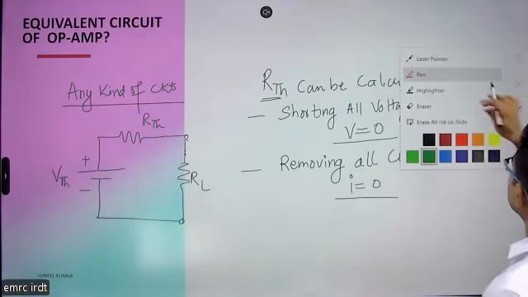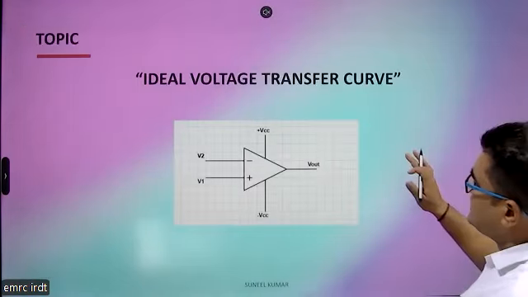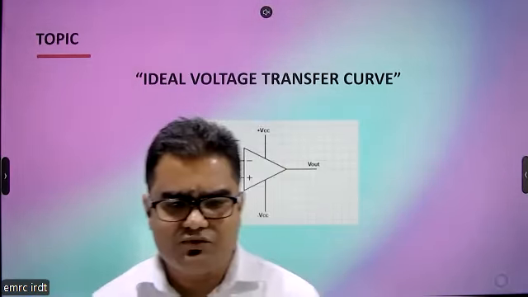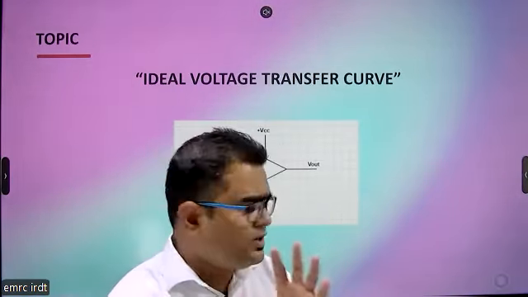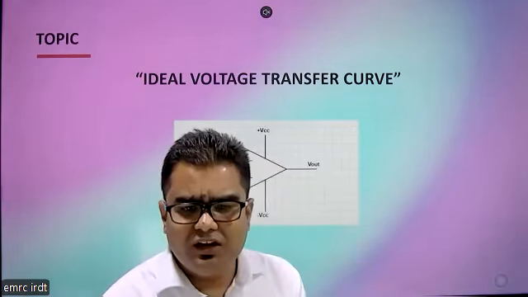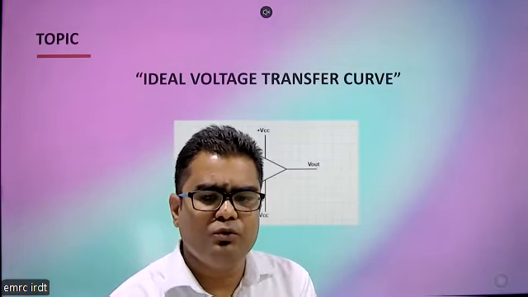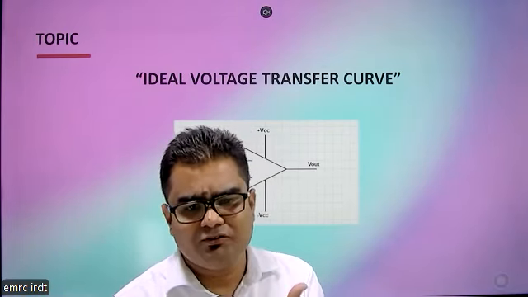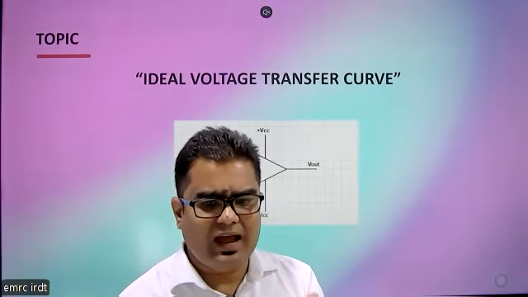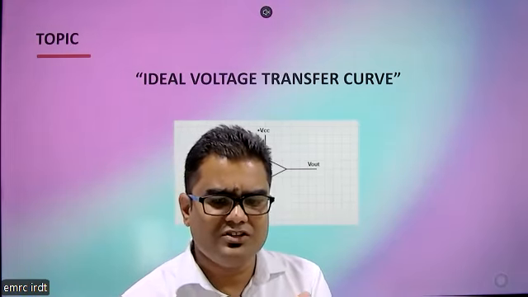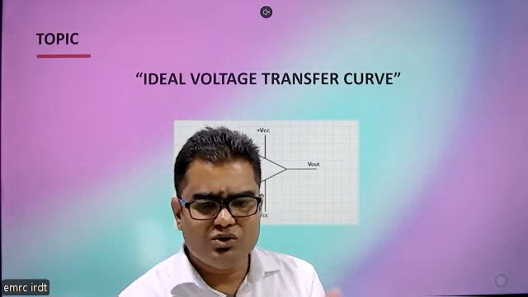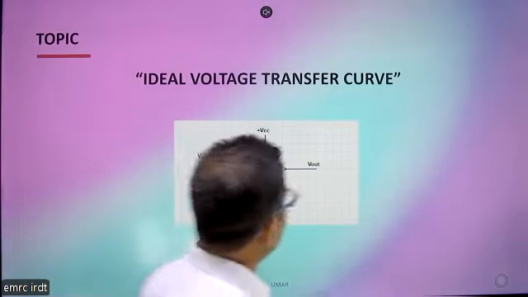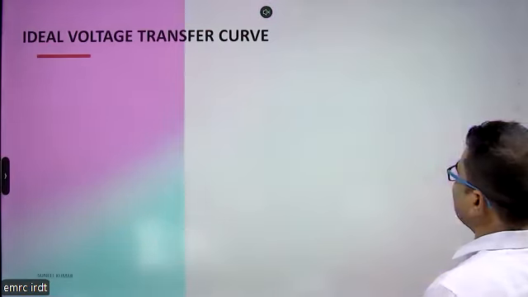So now we proceed further. This is the ideal voltage transfer curve that is very important to understand. This will provide us the clue why we are not utilizing the open loop configuration of an operational amplifier for linear applications. We cannot perform linear applications like adder, subtraction, integrator, differentiation, etc. by using the open loop configuration. So this is a very important topic to understand, that is the ideal voltage transfer curve.